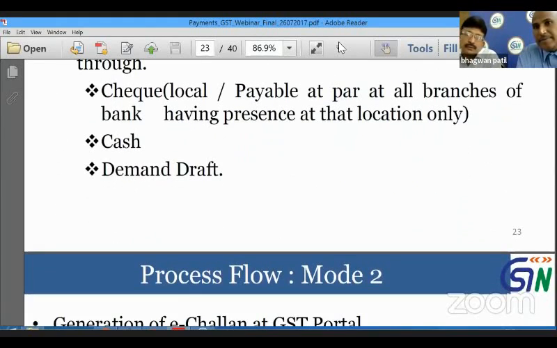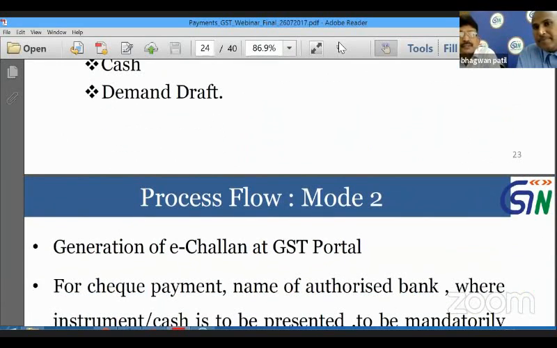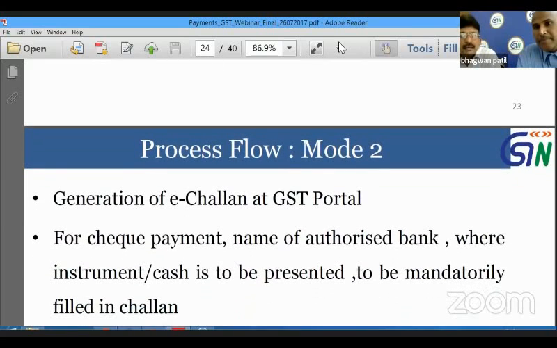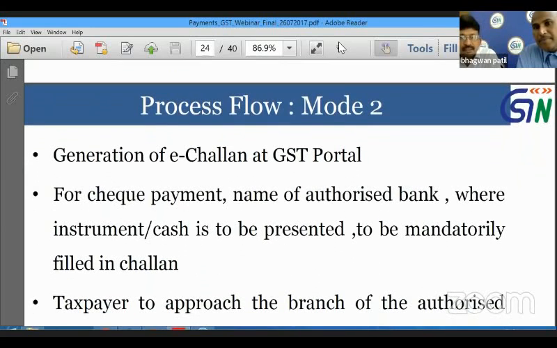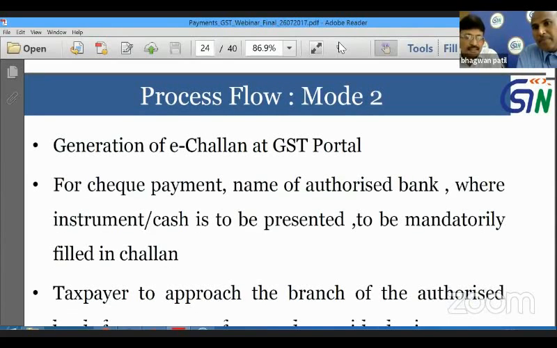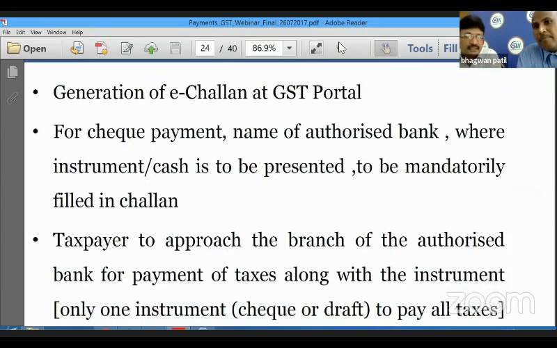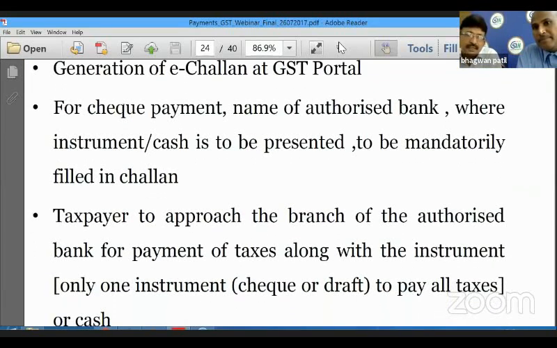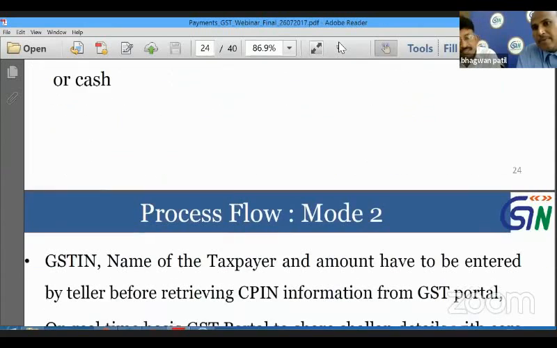So IGST credit can be utilized firstly for IGST liability, then for CGST liability, and after that SGST liability. So IGST ITC can be utilized for all types of taxes, all types of interest, and for all Acts, that is IGST Act, CGST as well as SGST. Whereas so far as CGST ITC is concerned, CGST ITC can be utilized firstly against CGST liability and then IGST liability. It cannot be utilized for SGST liability.